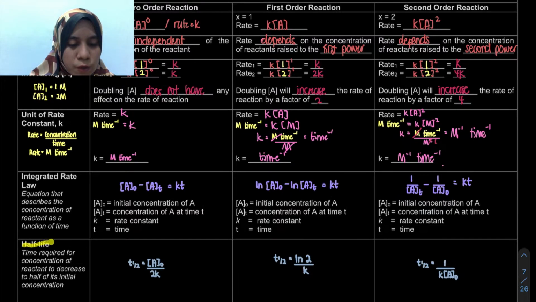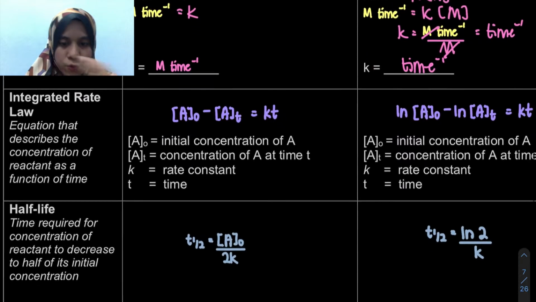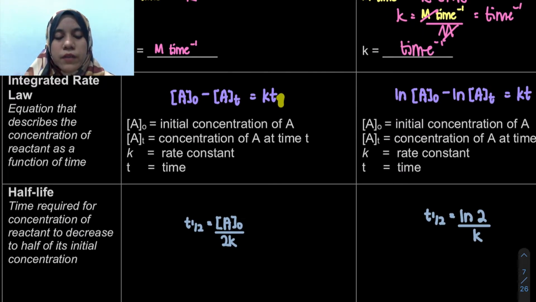Based on our learning outcome, we have to define what half-life is. Half-life is the time required for the concentration of reactant to decrease to half of its initial concentration. So here, when we do our t-half, we're going to halve it. So, it's not about showing you how to write it down. So here is the formula.